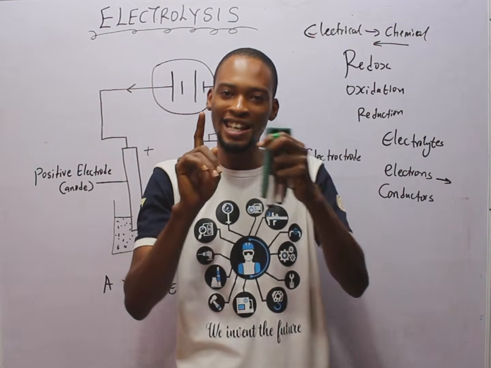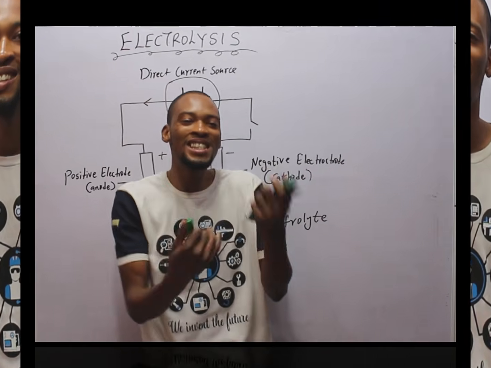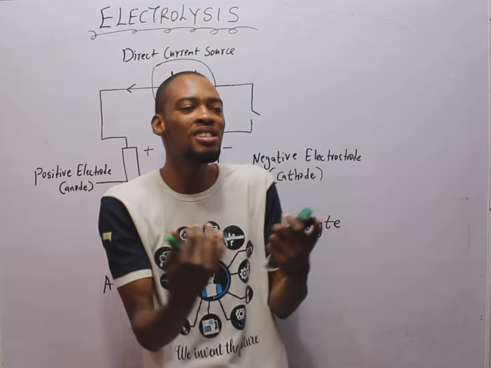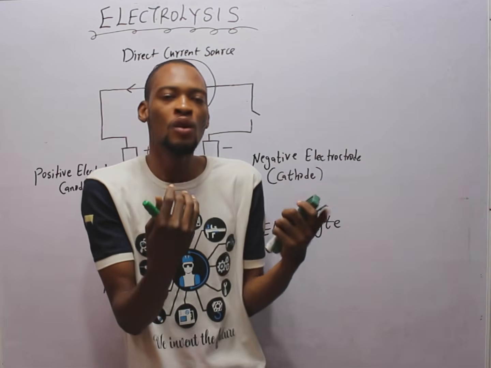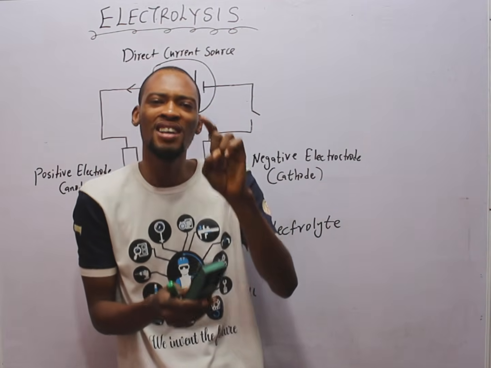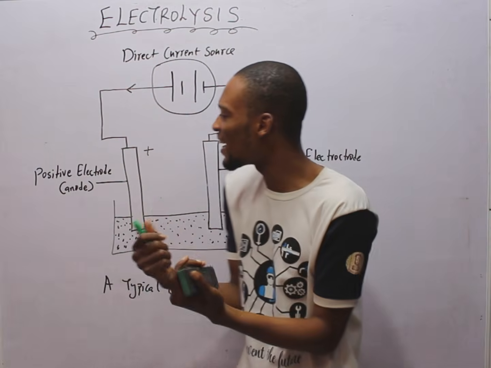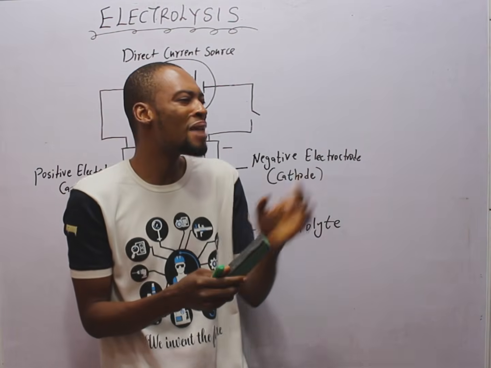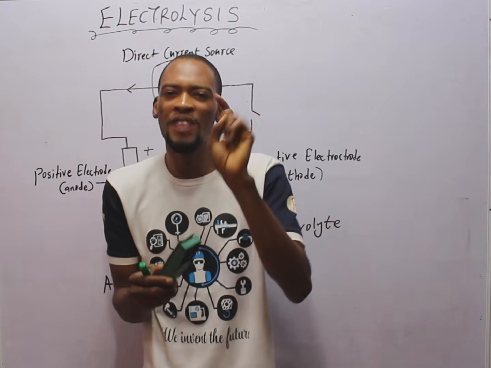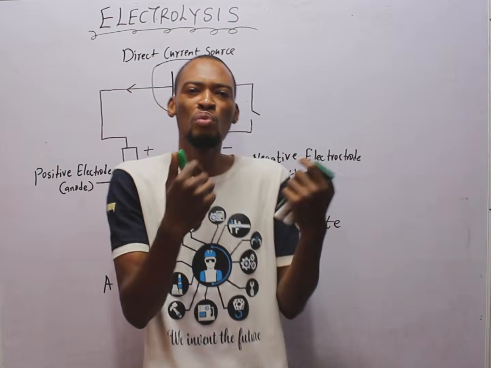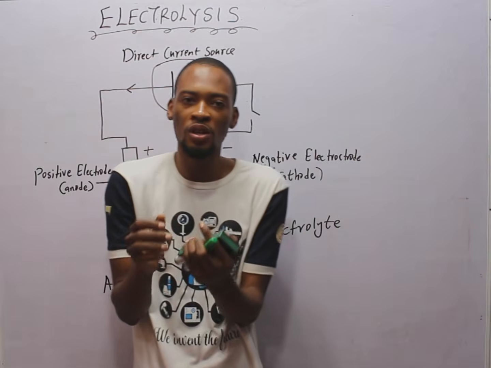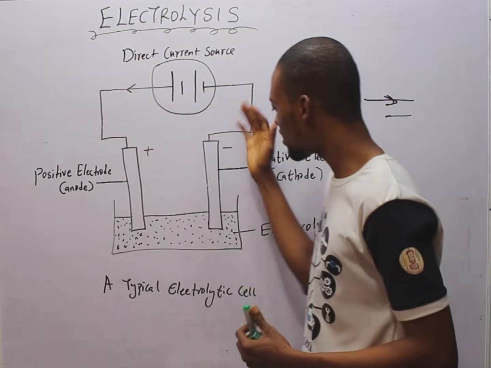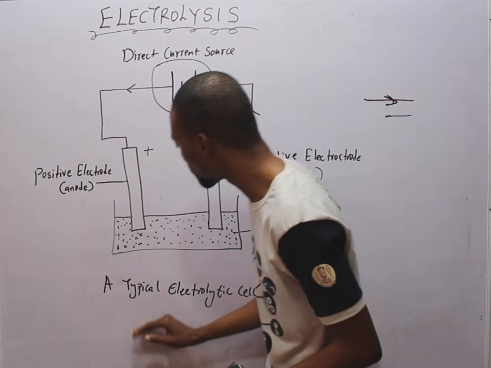Now, what is electrolysis? Electrolysis is the passage of direct current through a compound in solution or molten state with decomposition occurring at the electrode. On the other hand, electrolysis is the splitting of a substance or compound by means of direct current. And this compound must be in its molten form or solution so that it can be separated into its component ions. The diagram you see here is a typical electrolytic cell.